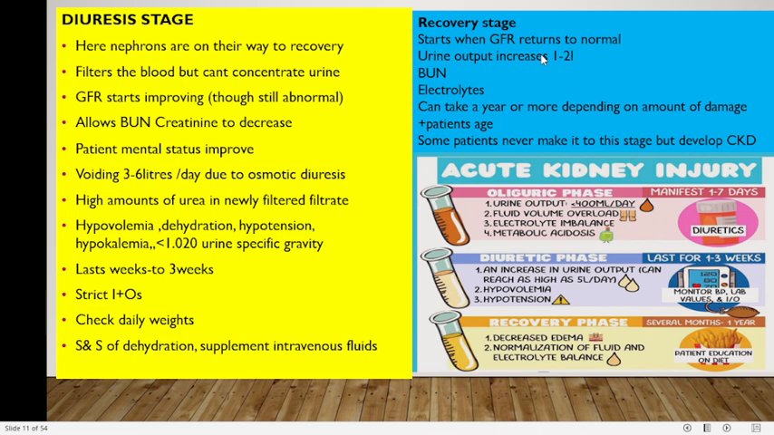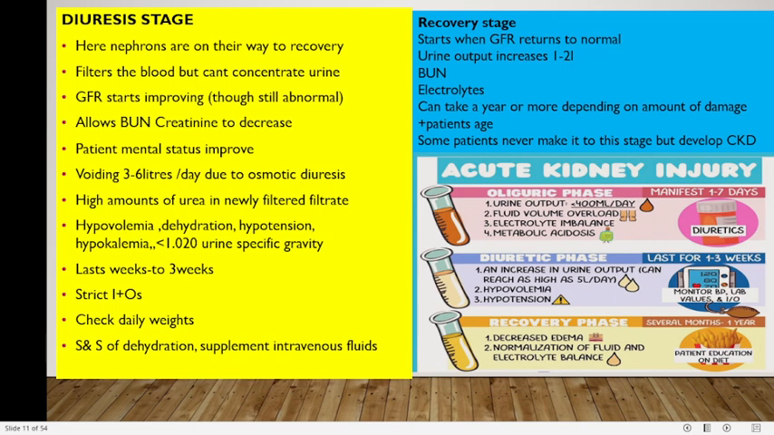The last stage of acute renal failure is referred to as the recovery stage. From the word recovery, it starts when the GFR returns to normal. Urine output increases so that we have around 1 to 2 as the recommended one. BUN levels and electrolytes start becoming normal. Remember this stage can take a year depending on the amount of damage the patient had vis-a-vis the patient's age. Some patients never make it to this stage but develop CKD, chronic kidney disease.